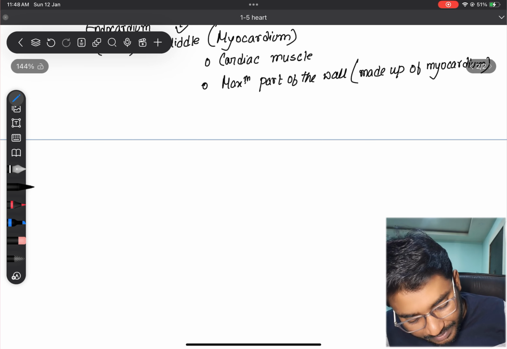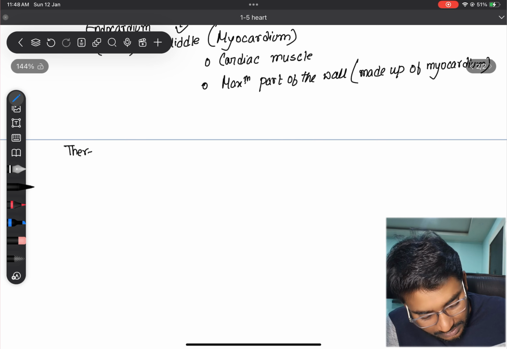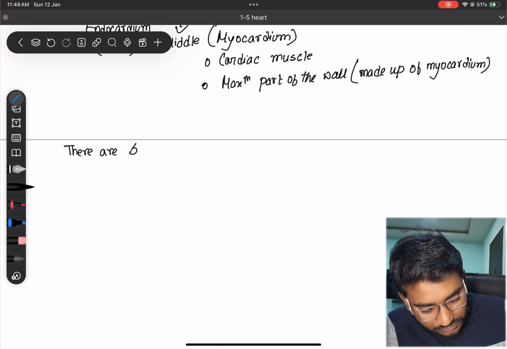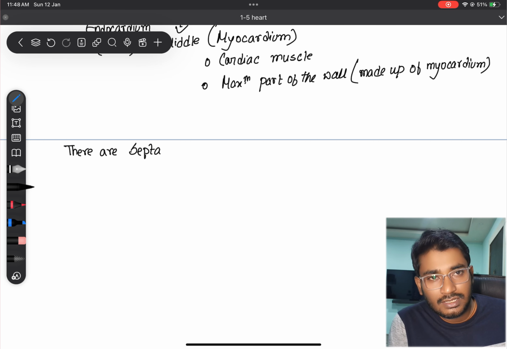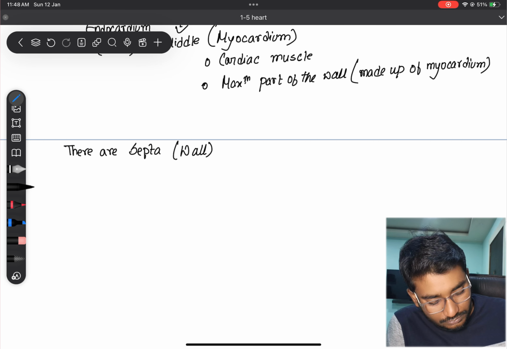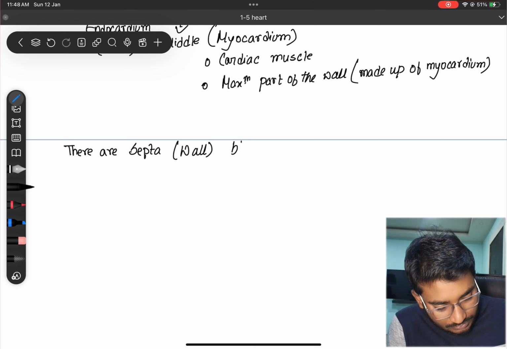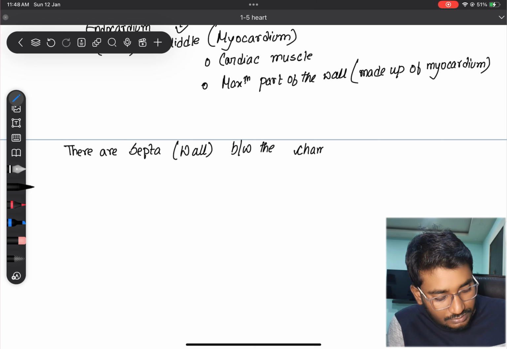Now there are septa. Septa is a Latin word. It means wall, the wall between the chambers of the heart.